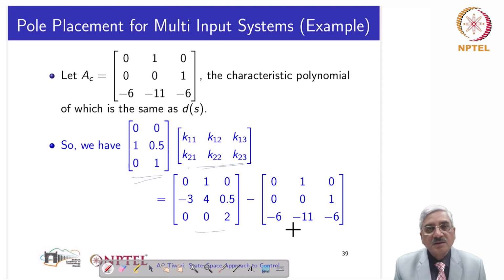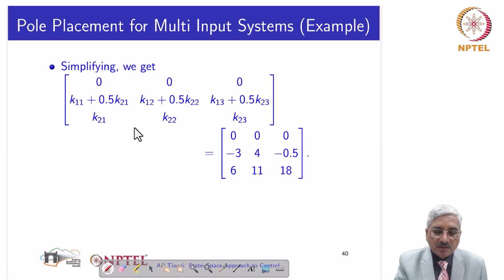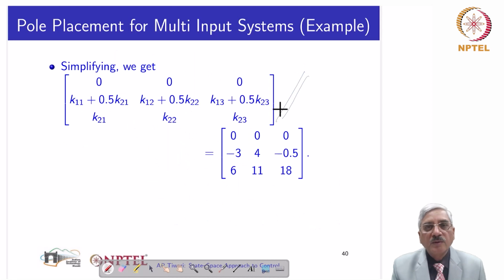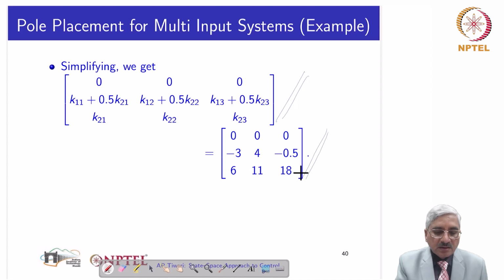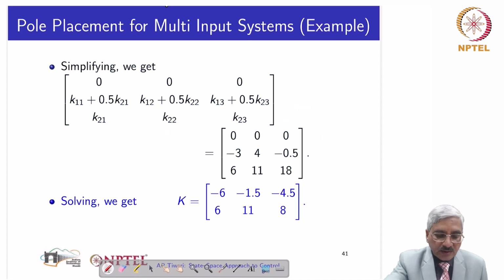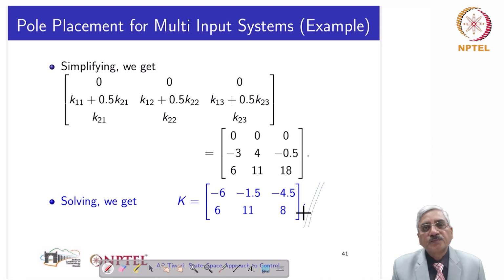This is A and this is AC. So let us see. BK is this when we evaluate that product, and this is A minus AC. Now we have these 6 equations. One this, one this, one this, and these 3 here. So these 6 equations give the solution of K like this.